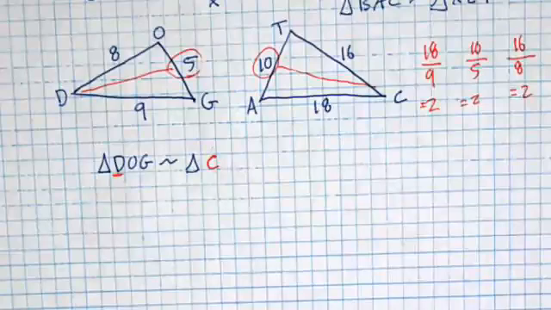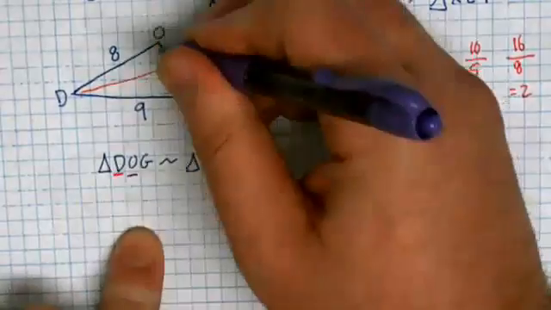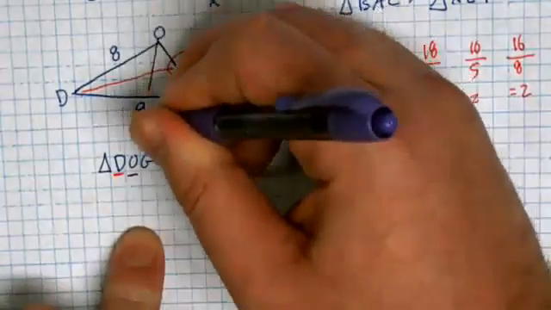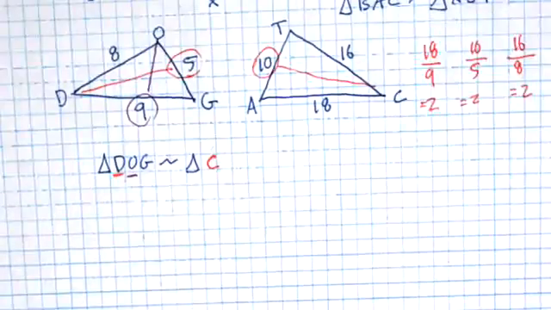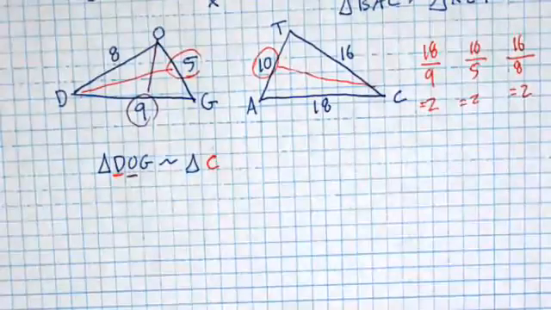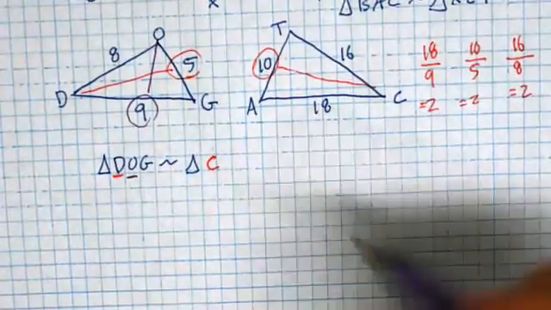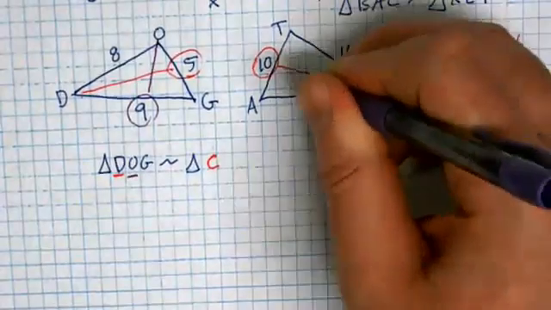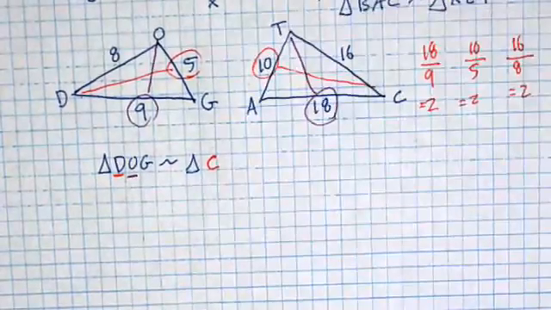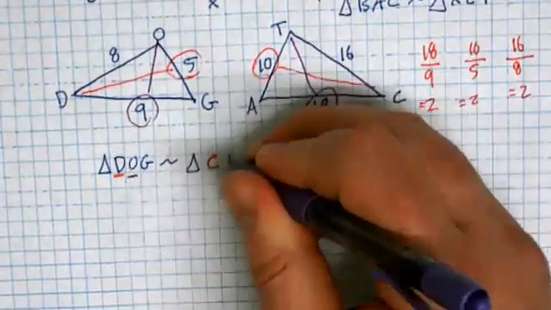And then I would look at my O. I'm going to notice that O is across from the biggest side of the triangle. So I want to go and find the biggest side in this triangle, which is 18. It's across from the T. So O is going to match up with T.